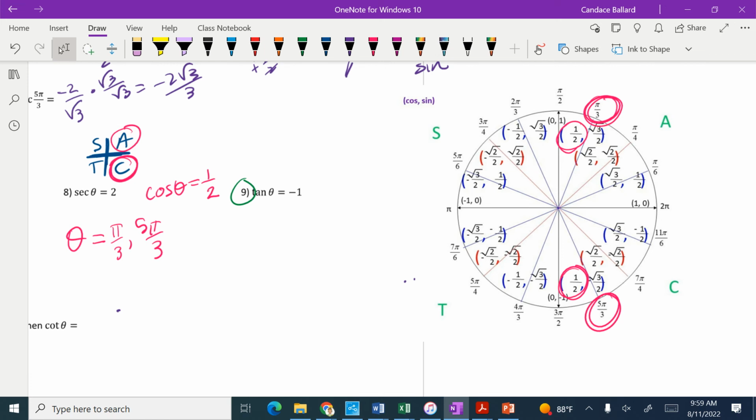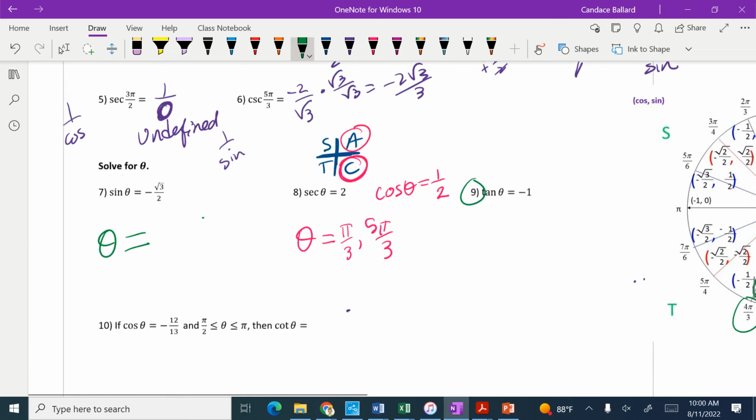4 pi over 3. All right, so 4 pi over 3 down here. Where else? 5 pi over 3 was also an answer. So 4 pi over 3, 5 pi over 3.